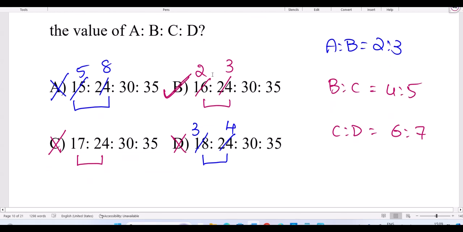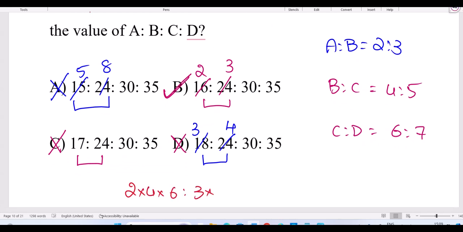A is the first column multiplication. What is the first column? 2 into 4 into 6. B is one step to the right: 3 into 4 into 6. C is one more step to the right: 3 into 5 into 6. D is 3 into 5 into 7. Is anything common in all options? Yes: 3 ones, 3 ones, 3 ones, 3 twos.